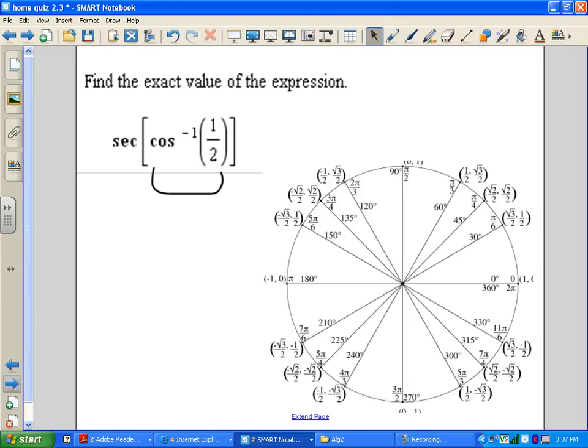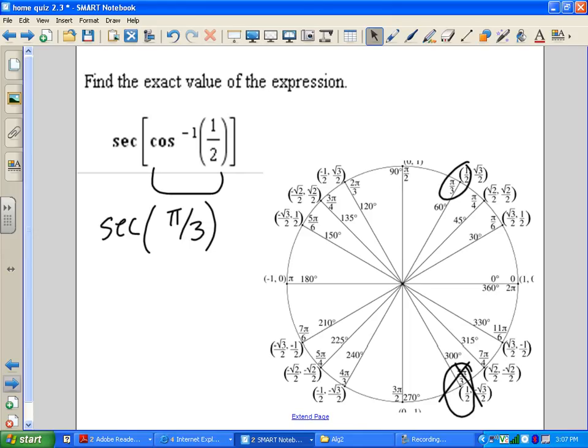Cosine is 1/2 at pi over 3, and also at negative pi over 3, but the range of cosine here is from 0 to pi. So 5 pi over 3 or negative pi over 3 don't work. So that's pi over 3. Now we just have to find the secant of pi over 3.